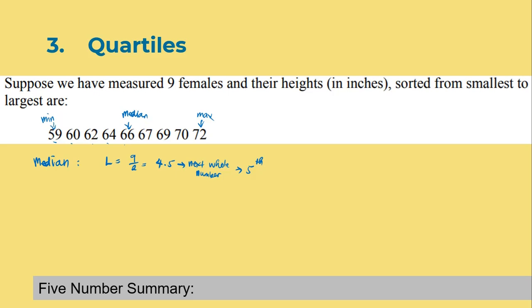Okay, next. Are we right? So the median is 66. Yes, we are right. Now let's go to quartile 1. Quartile 1 is ang 25. Si quartile 1 ang 25% below.